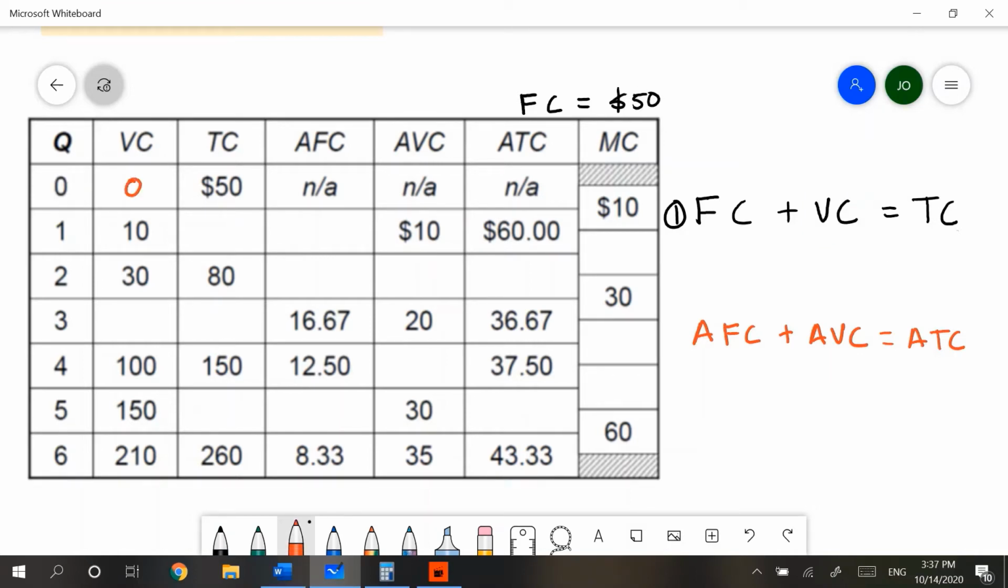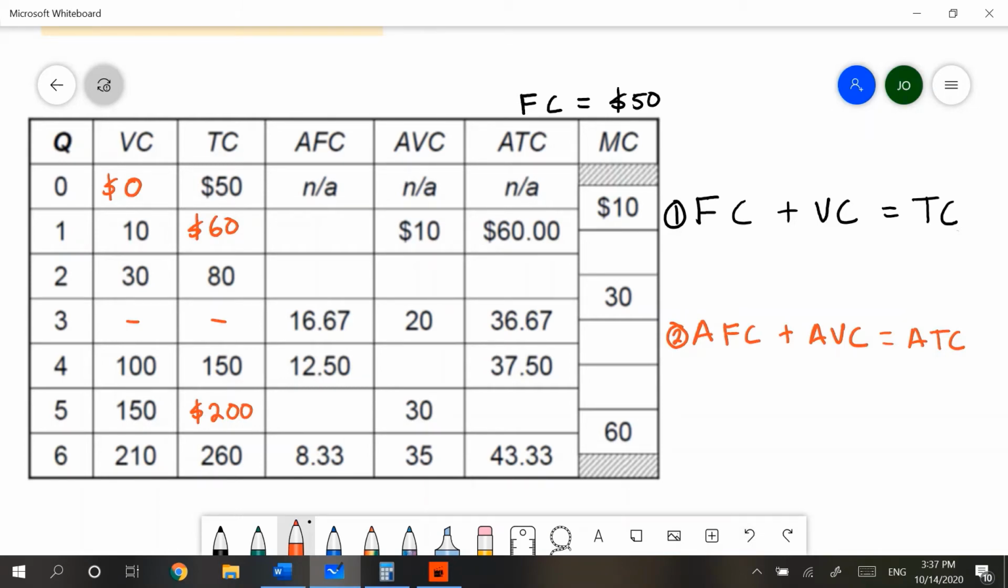I know my variable cost here is 0. If I add 10 plus $50 for my variable cost, I will now have a 60. And I also know this will be 200. I now only have 2 blank spaces here. I can use this second equation to work myself backwards to figure out what these answers are.